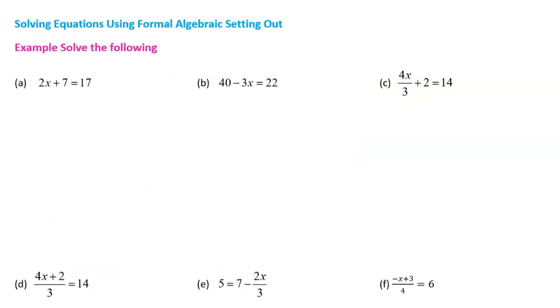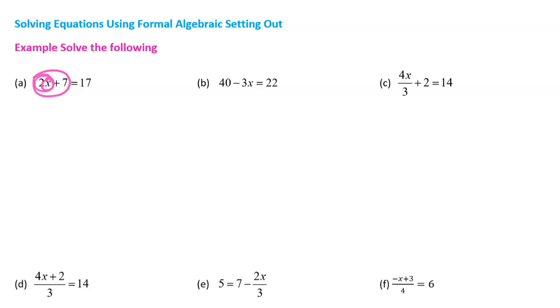So the next title says we're going to be solving equations using formal algebraic setting out. Really, really important to show your lines of logic here. So let's do that. In this first equation here, we've got 2x plus 7 equals 17. Now, to be able to solve this, we need to think of inverse operations. And I want you to think about what operation we're going to do first. I see that we've got x, and to build this equation here, just like we were doing before, we had x, it was multiplied by 2, and then we added 7.